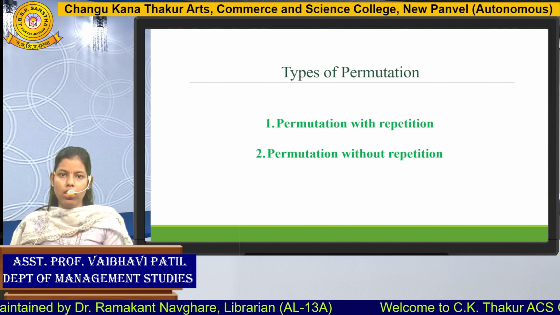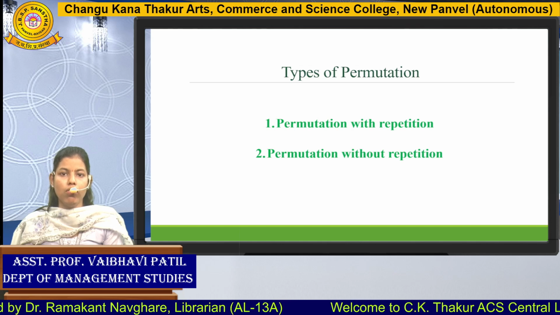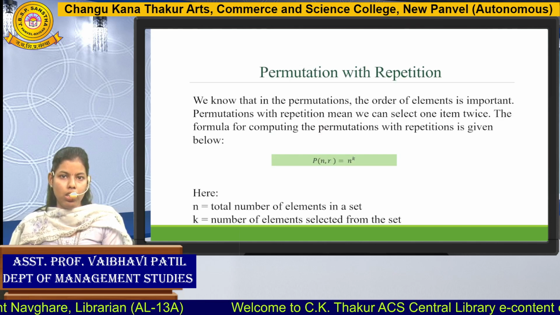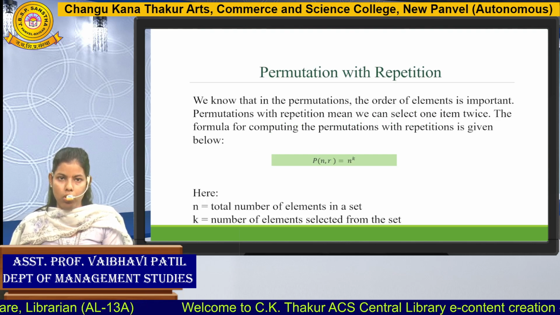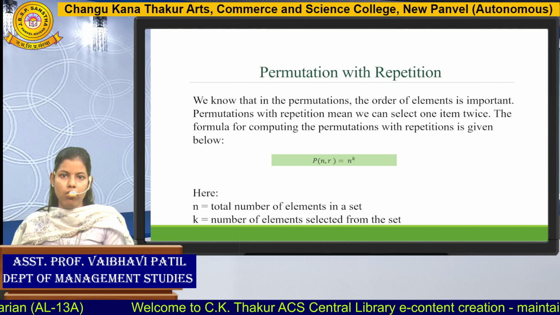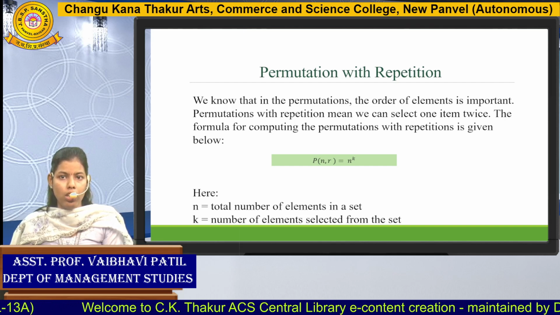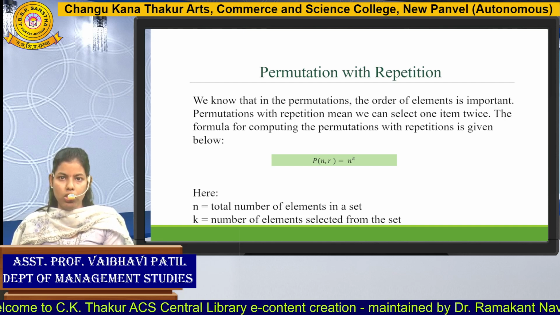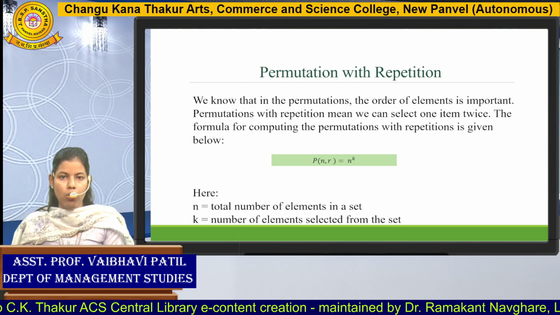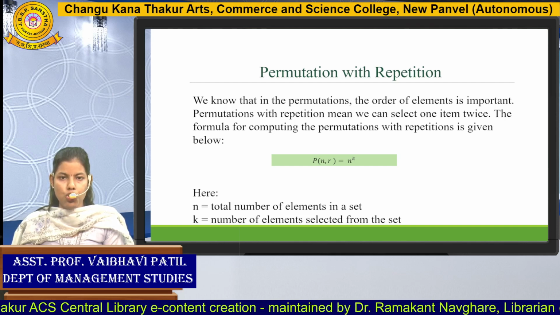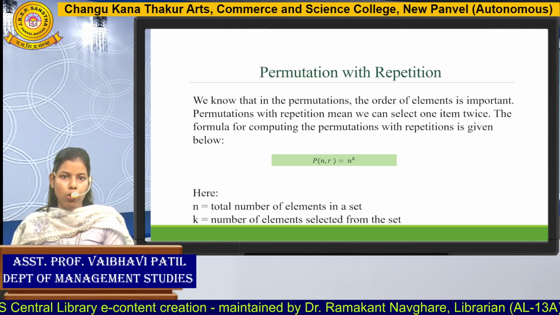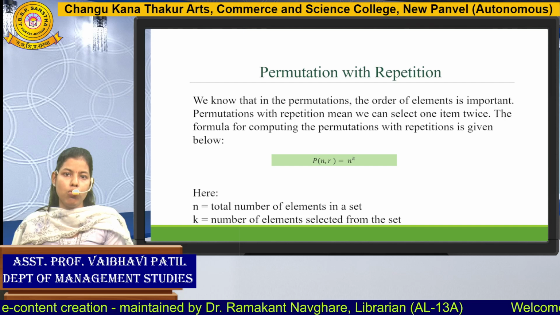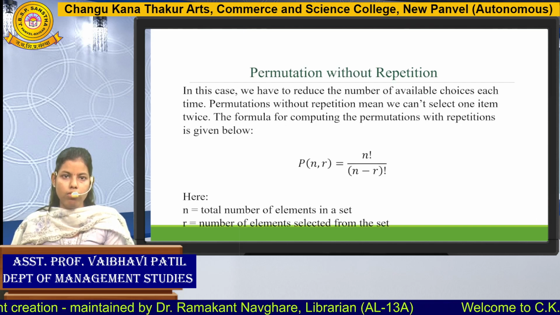So there are two types of permutation. First is permutation with repetition and second is permutation without repetition. So first, permutation with repetition. We know that in permutation the order of the elements is important. Permutation with repetition means we can select one item twice. The formula for computing the permutation with repetition is given by P equal to n raised to k. Here n is the total number of elements in a set, and k is the number of elements we want to select from the set.